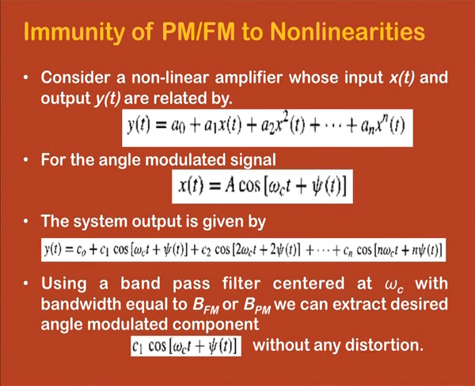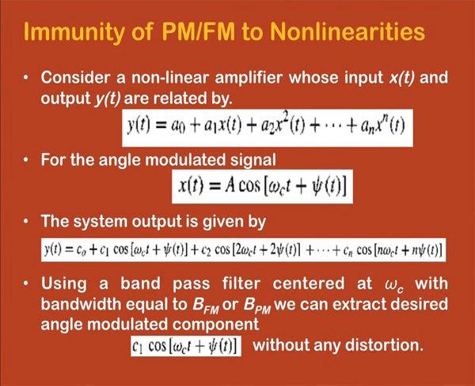We consider a nonlinearity of this nature: y(t) = A0 + A1 x(t) + A2 x²(t) and so on, where x(t) is the input and y(t) is the output. Now, if we consider our input to be an angle modulated signal, then x(t) = A cos(ωc t + ψ(t)), where ψ(t) is the phase due to the modulating signal. The corresponding output of this nonlinear device is going to be C0 + C1 cos(ωc t + ψ(t)) + C2 cos(2ωc t + 2ψ(t)) and so on.